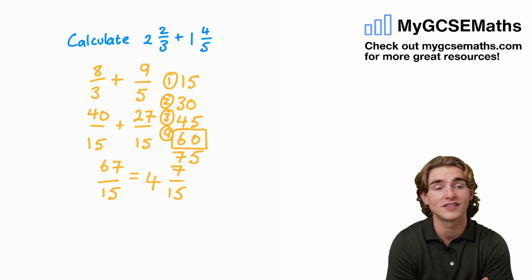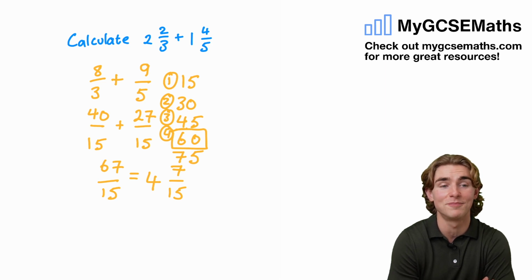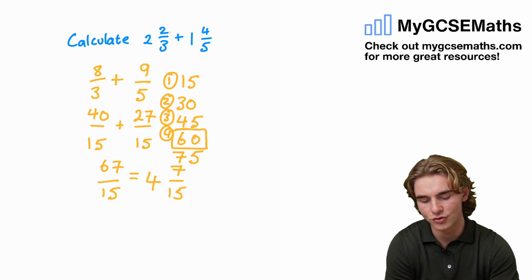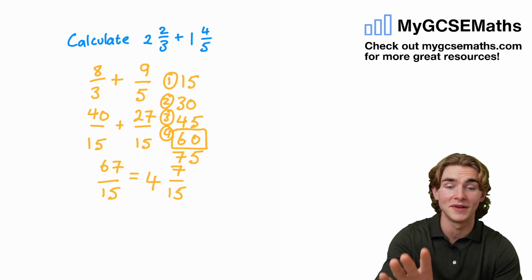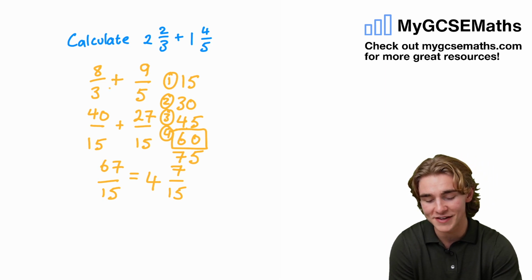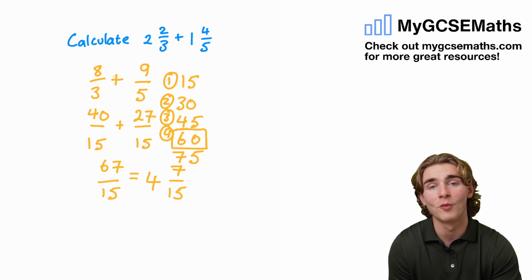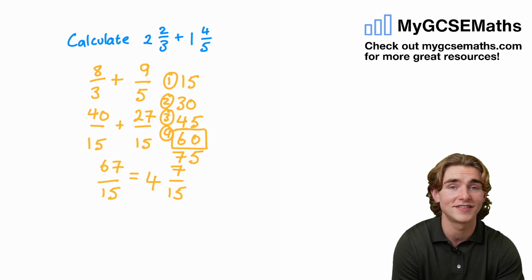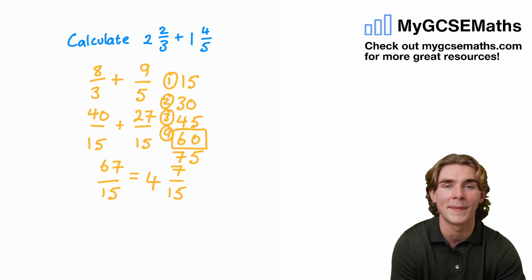4 7/15. To summarize the process, what did we do? We converted our mixed numbers into improper fractions. Then what we did was we rewrote our improper fractions over common denominators. We added the numerators, then we rewrote that as a mixed number.